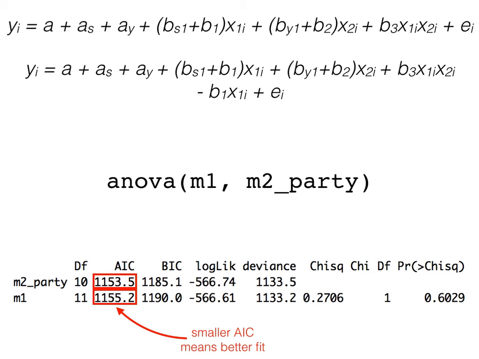To test this, the ANOVA call runs a likelihood ratio test, which gives us a chi-square value and a p-value. Here, the p-value is 0.6029, which suggests that the two models are not significantly different at a threshold of p less than 0.05. So, including the main effect of incumbent party does not significantly hurt or help the model.